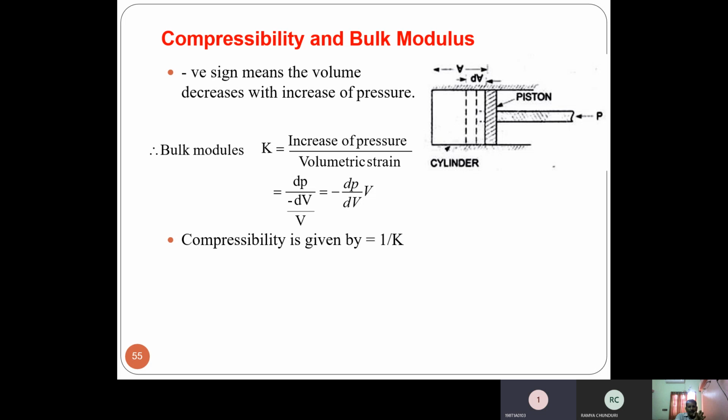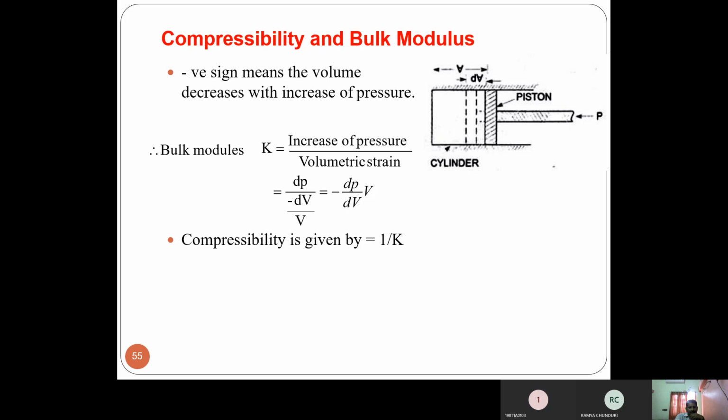And we are compressing that gas. So pressure will increase during the compression, and volume will decrease. Pressure is increased by dP and volume is decreased by dV.